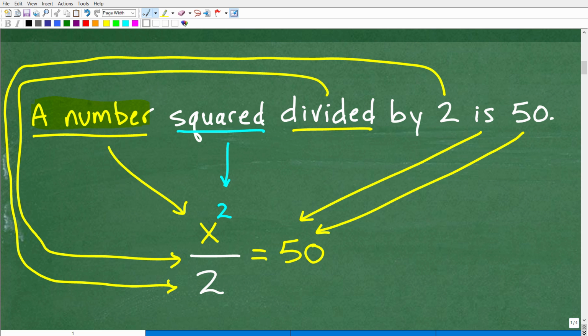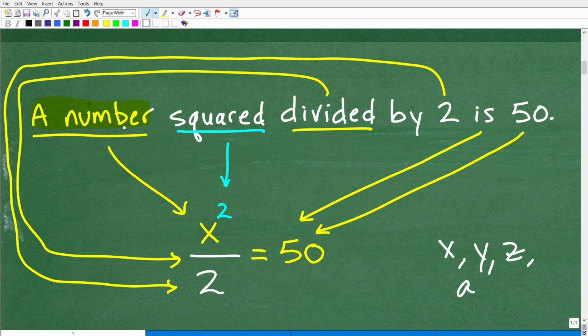Well, in algebra, a variable, things like x, y, z, a, these are variables, and a variable by definition is a symbol that represents a number, a particular number. So for a number, let's just use a variable. It could be x, it could be y, so I'll just use x. A number, I don't know what number, just some number. So we'll use a variable x.